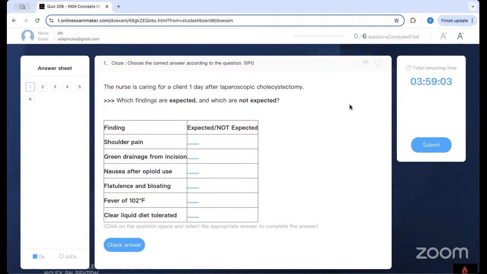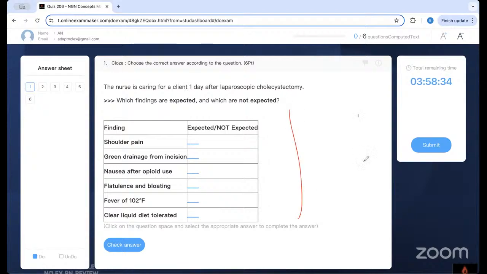And this is caring for a client 1 day after laparoscopic cholecystectomy. What did I do? I put the findings in the table and I say select expected, unexpected. And in NCLEX, you see another column, which is an expected column and an unexpected column. You can separate it. I just put them together so that it can be easy. The same thing. Then you bring your content. You know your content. You know what you need to do.